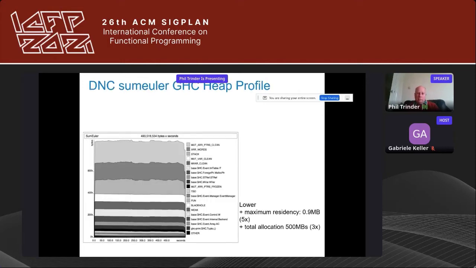The sum Euler divide and conquer version does the same computation, but has a very different heap profile. There's constant allocation of the sublists, which means that the residency is fairly steady throughout the execution of the program. It has lower maximum residency, 0.9 megabytes compared with 5 megabytes, and the total allocation measured in megabytes per second is rather lower.